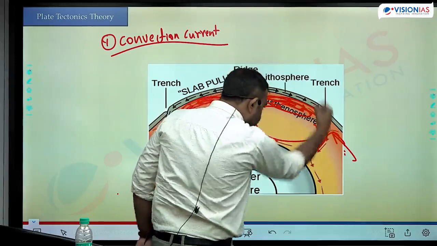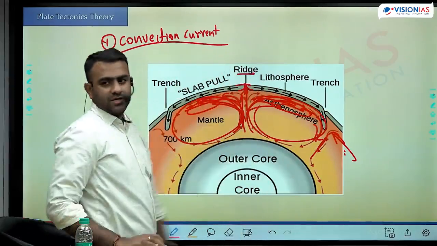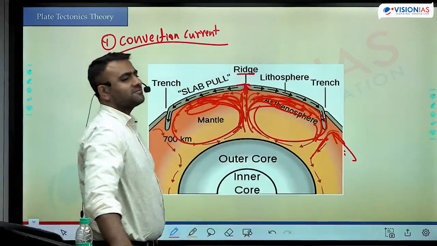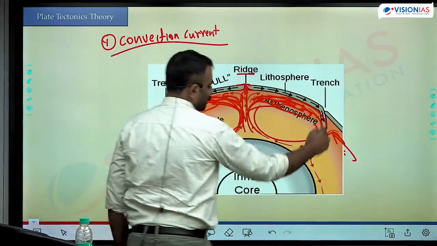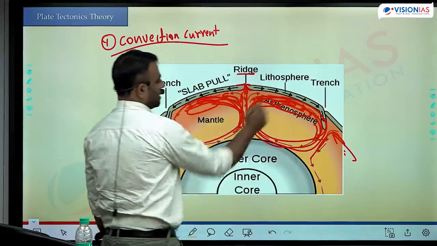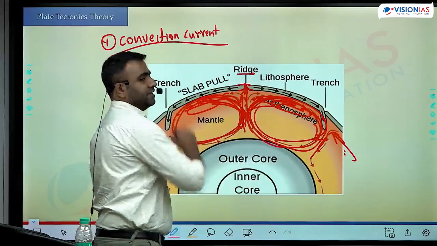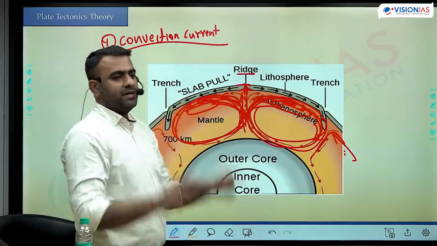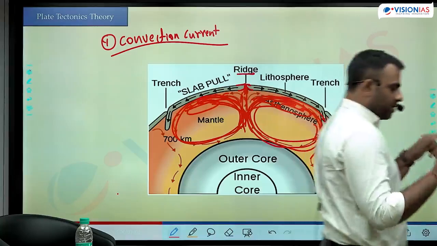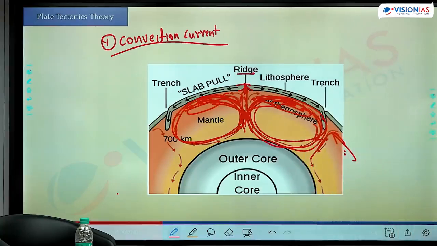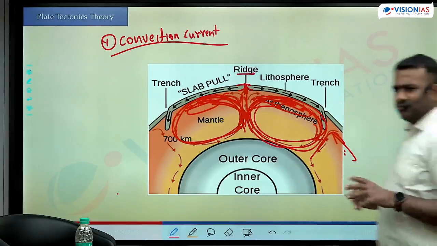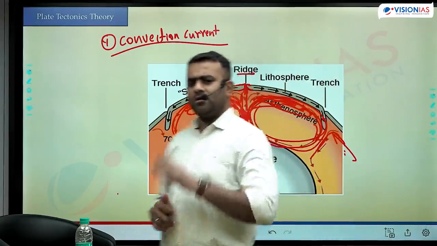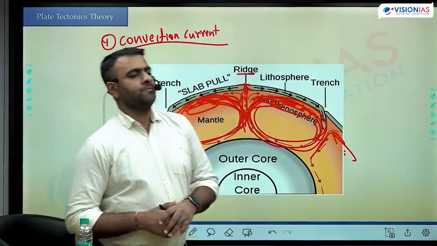As they descend down, they drag the plate also. And as they come here, they go back. This is a convection current. Such kind of currents are there in the mantle, moving all the way, or maybe within the asthenosphere. Continuous cyclical movement, very, very slow. Happens over a long period of time.